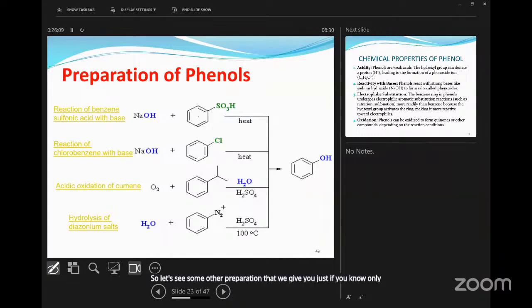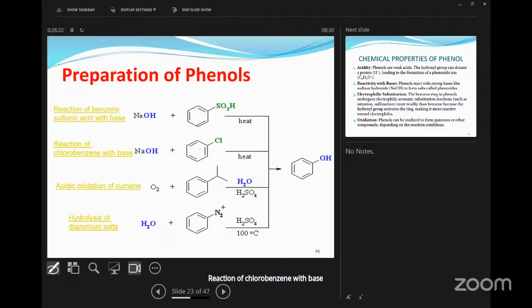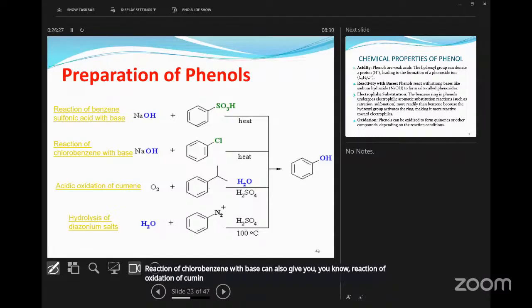Number one here is reaction with sulfonic acid. Then we can also have reaction of chlorobenzene with base, which can also give you phenol. Oxidation of cumene can also give you phenol, like I've mentioned, even for industrial processes the other time.